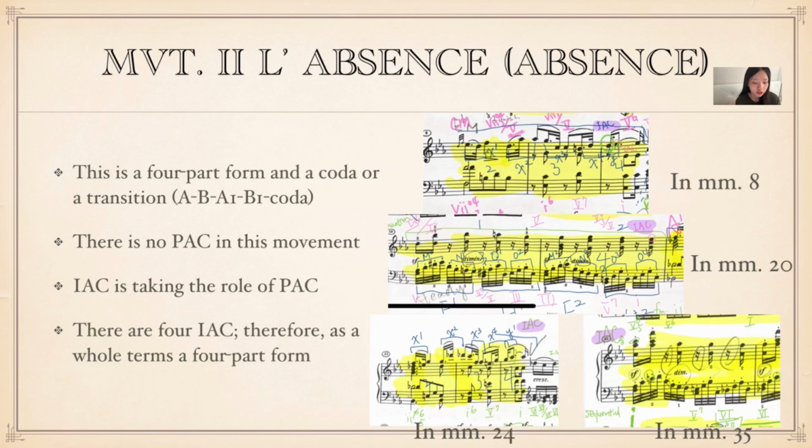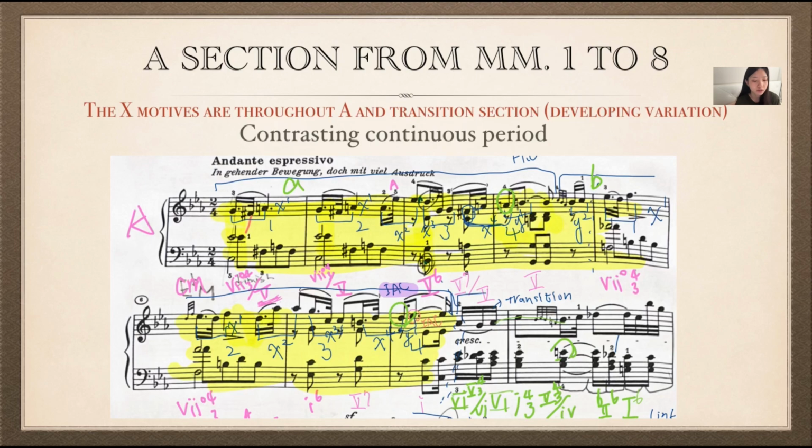Form. This is a four-part form and a coda or transition: A, B, A', B', coda. You can think of A as a primary theme, B as a secondary theme. There is no PAC in this movement. Everywhere is IAC. There are four IACs. You will see them in bar 8, bar 20, bar 24, and bar 35. There is a section from measures 1 to 8. The A section is called a constructed continuous period.